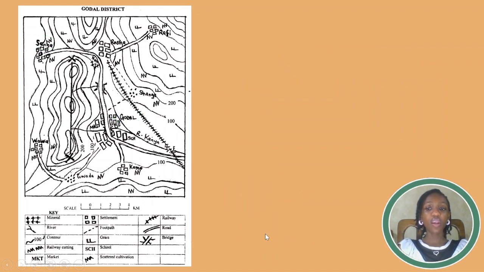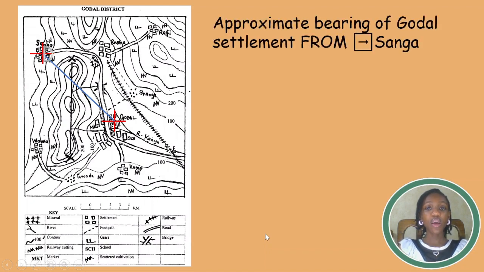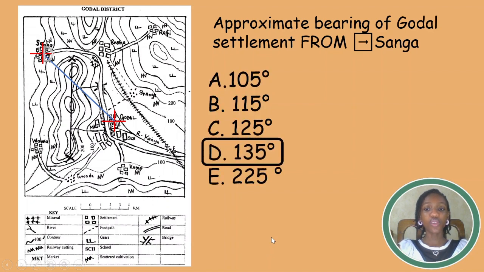So now we need to draw a cardinal point on the places in question. And then we draw a line connecting them. And now we need to place a protractor on Sanga settlements. And this is because the question reads the approximate bearing of Godal settlement from Sanga, and the from is our indicator. So taking our bearing from 0 to our blue line, moving in a clockwise direction, we have 133 degrees, which is close to option D.